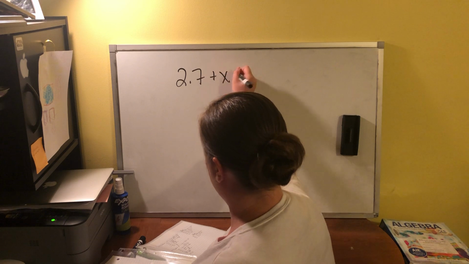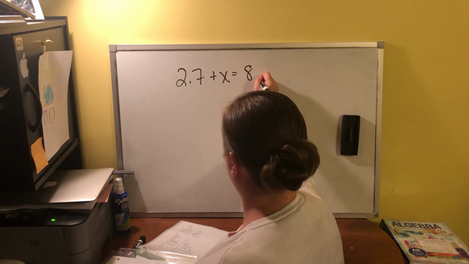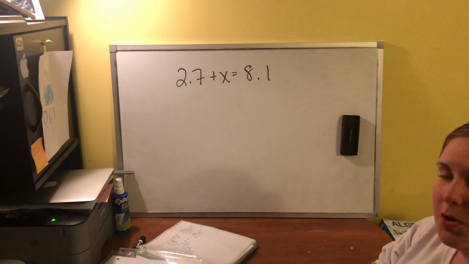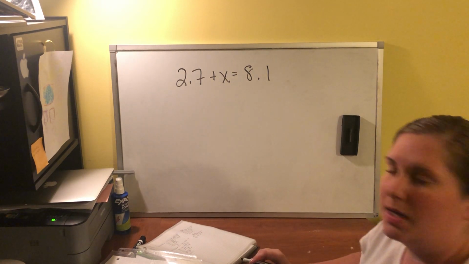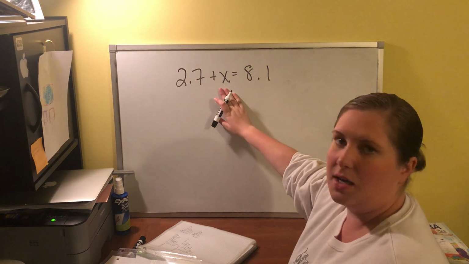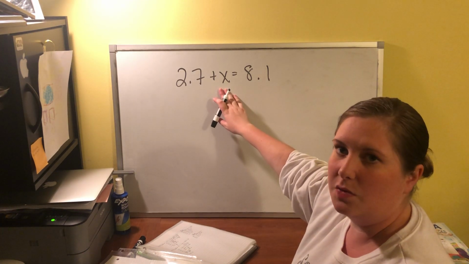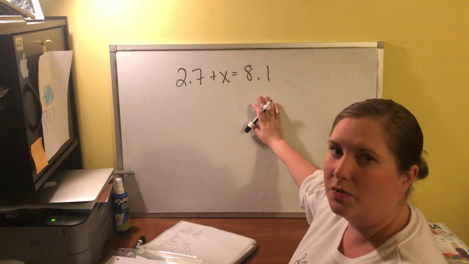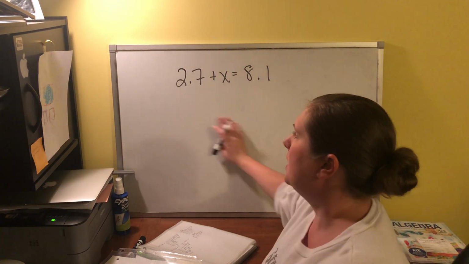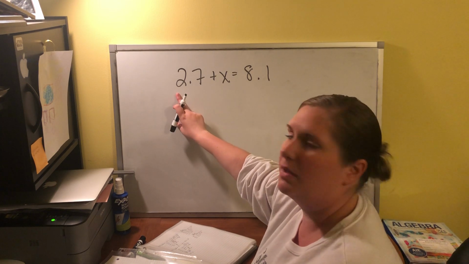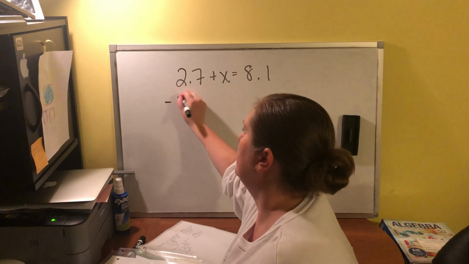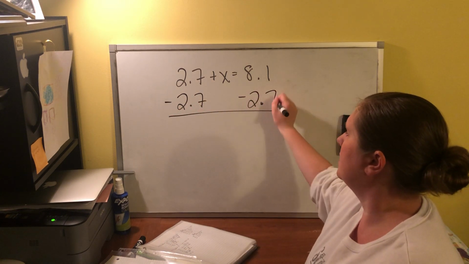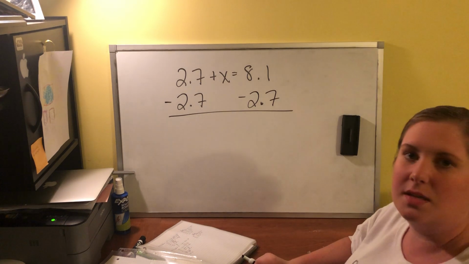2.7 plus x equals 8.1, okay? So they could rearrange these problems and put them in a different order, and that's okay. I still have an x on the left-hand side that I want to isolate. I want to get it by itself. And to do that, we need to do the opposite operation to move that 2.7 over to the right-hand side of the equal sign. This is a positive 2.7, so the opposite of positive would be negative. So we're going to subtract 2.7, same thing as the addition property.